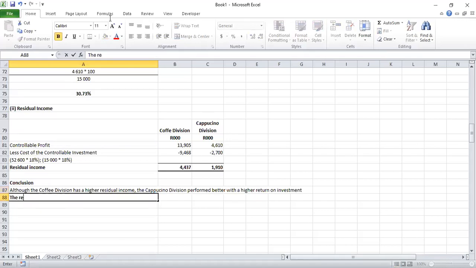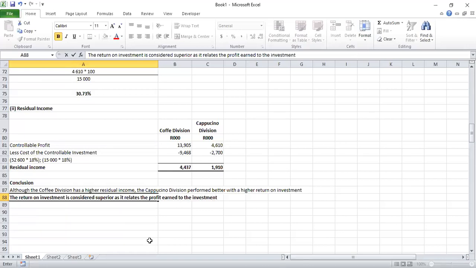The return on investment is considered superior as it relates the profit end, that is the controllable one, to the what? Investment.